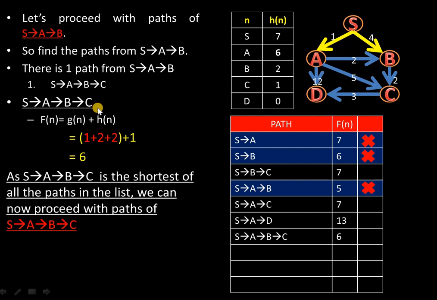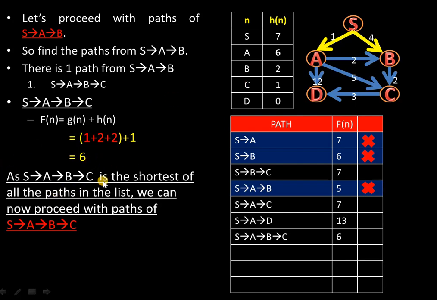So I am going to find the function value of S to A to B to C. That is f of n is equal to g of n plus h of n. And what is the g of n value? S to A 1, A to B 2, B to C 2. So 1 plus 2 plus 2 plus the heuristic function value of C. What is the heuristic function value of C? It is 1, and the value equals 6.